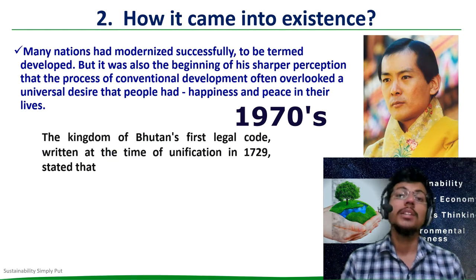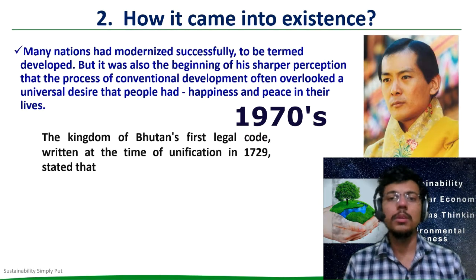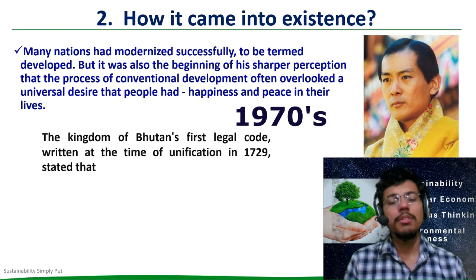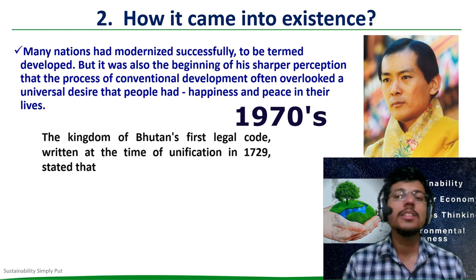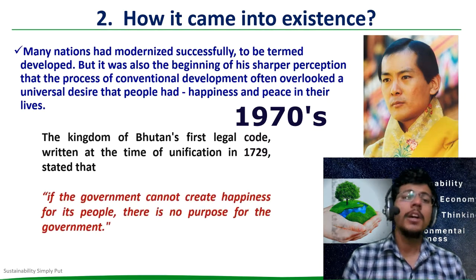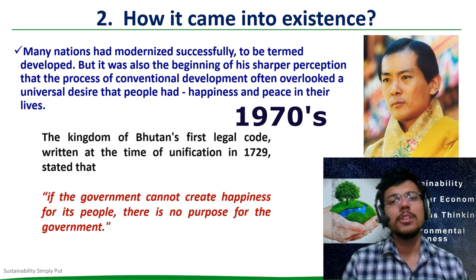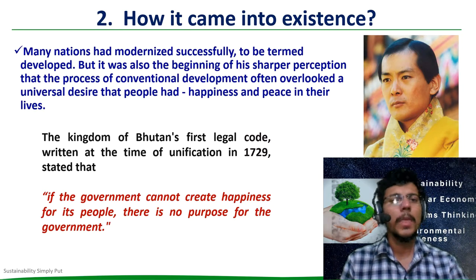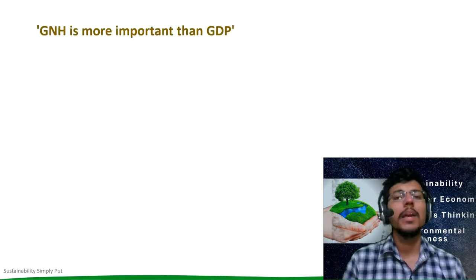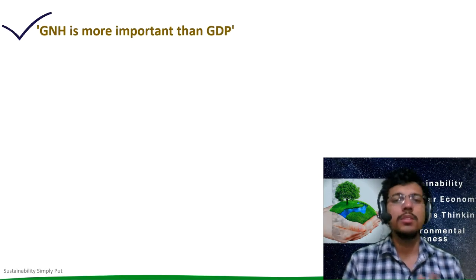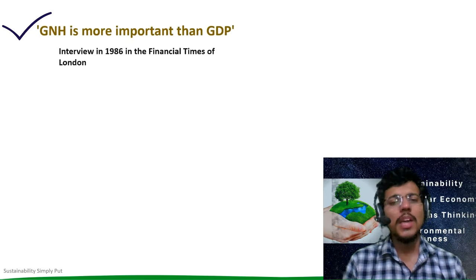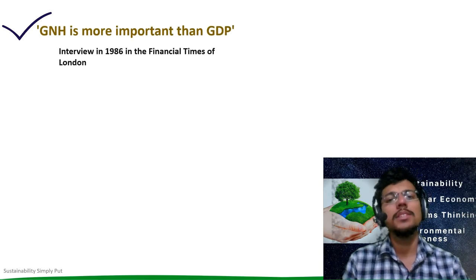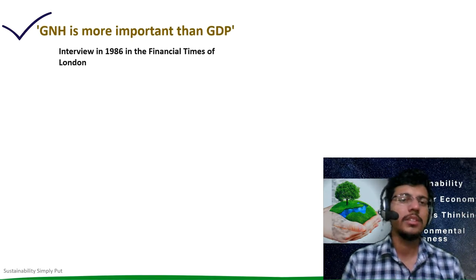For example, the Kingdom of Bhutan's first legal code, written at a time of unification in 1729, states that if the government cannot create happiness for its people, there is no purpose for that government. His Majesty's dictum that became a catchphrase, gross national happiness is more important than gross domestic product, was captured in an interview in 1986 in the Financial Times of London.